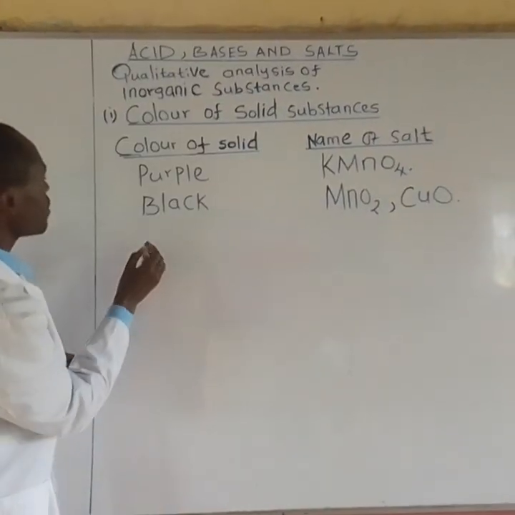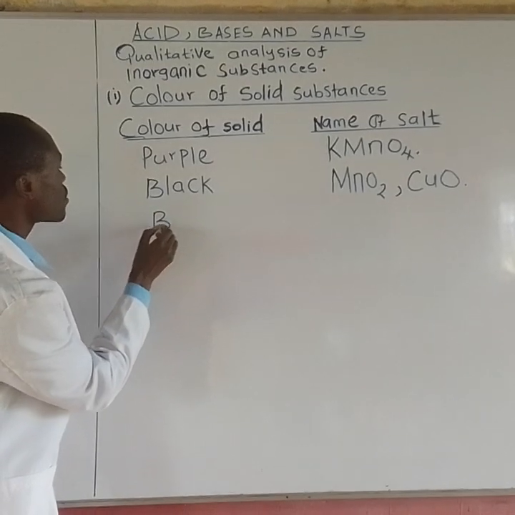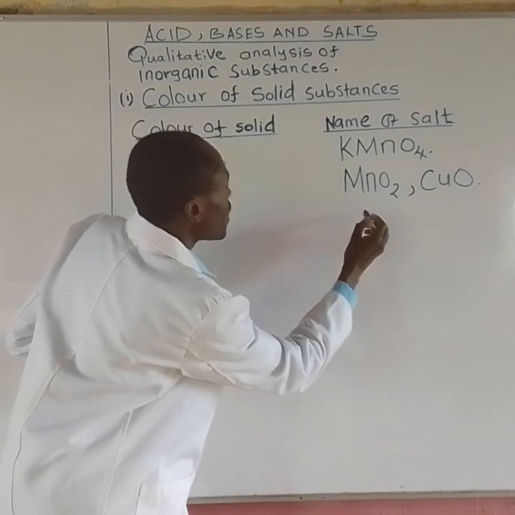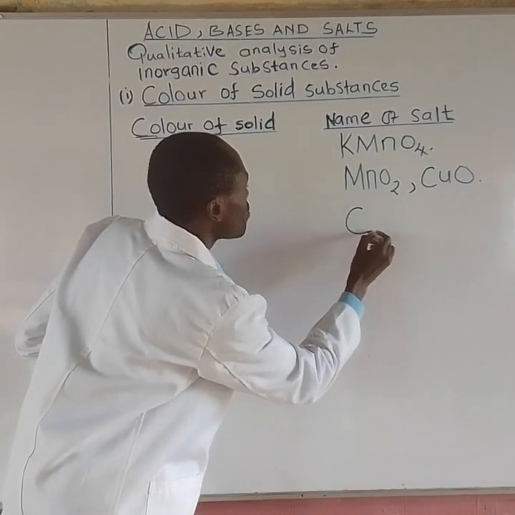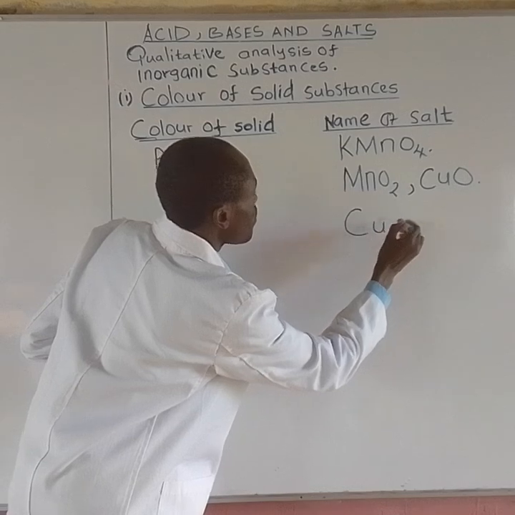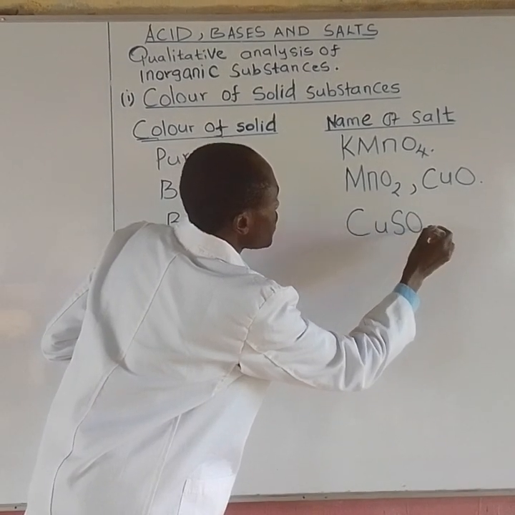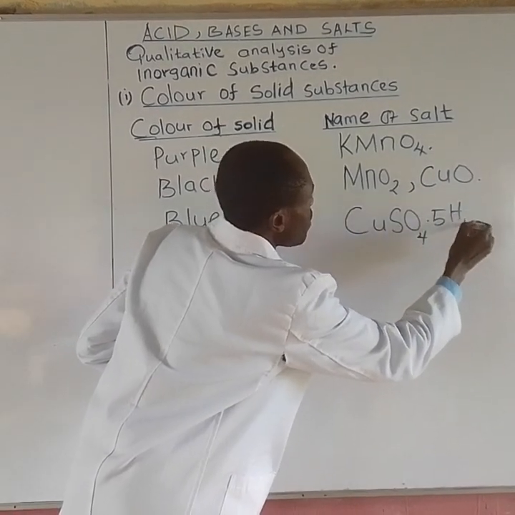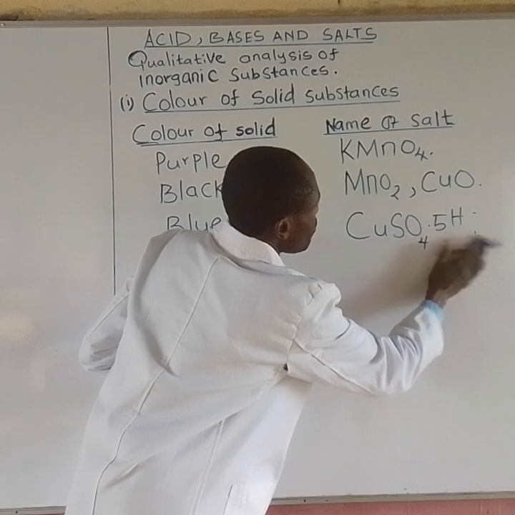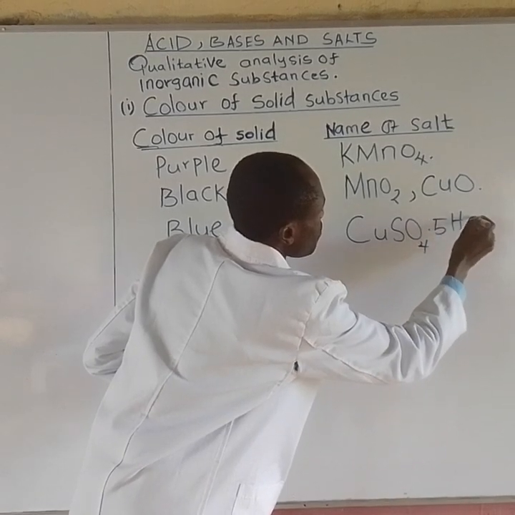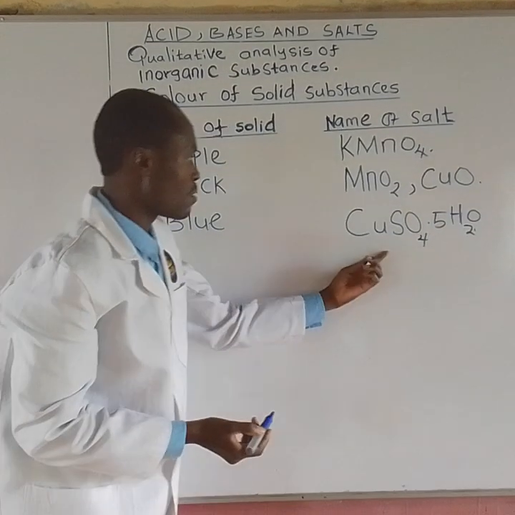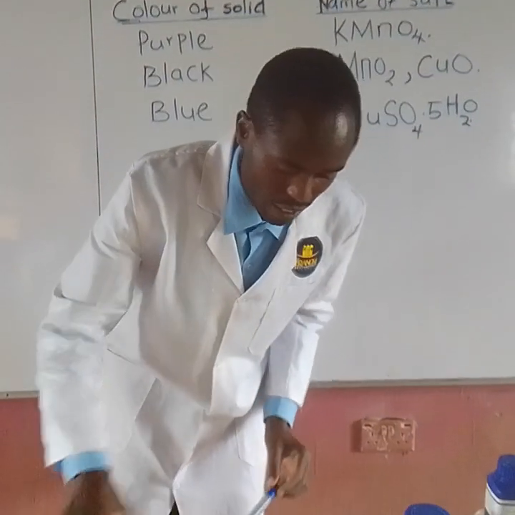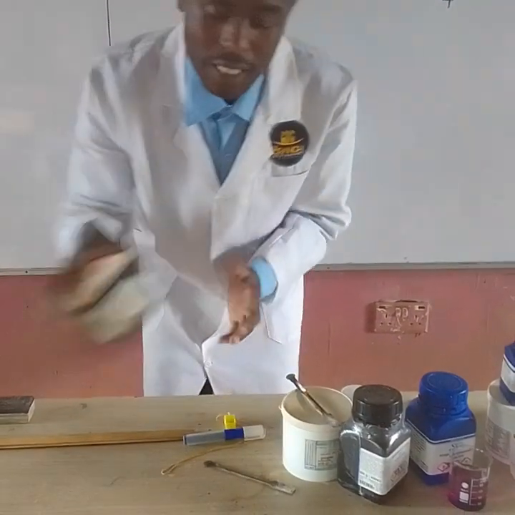So my students, if the solid is blue, then what it means, the salt present there is copper(II) sulfate pentahydrate, copper(II) sulfate pentahydrate, or hydrated copper(II) sulfate. It is blue in color. Is it okay, my students? So I have to put it aside and take another solid.